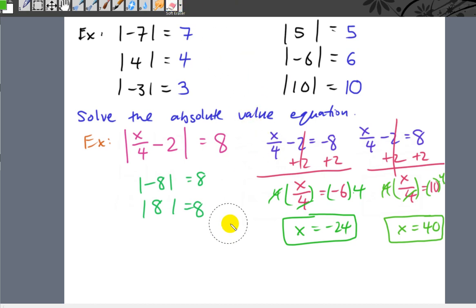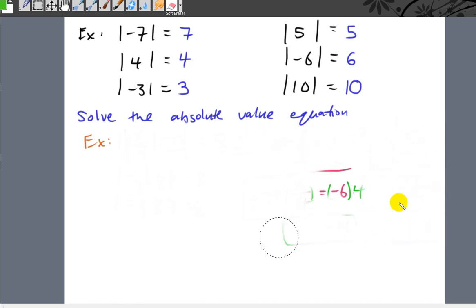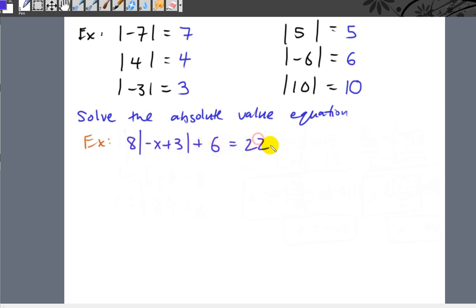Okay, now I'm going to show you another example. Hopefully you guys will start to see a pattern after we go through all of these examples. Okay, so the next one I have for you looks something like this. We have 8 times the absolute value of negative x plus 3, plus 6 equals 22. Okay, so our goal is to solve this absolute value equation.